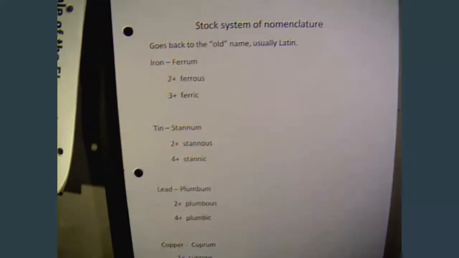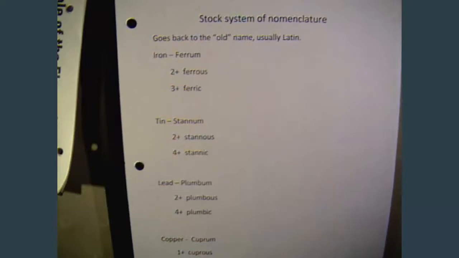So iron is ferrum, Fe. So if it loses 2 electrons, it becomes ferrous. If it loses 3 electrons, it becomes ferric. Tin, stannum. So tin 2 is stannous, tin 4 is stannic.